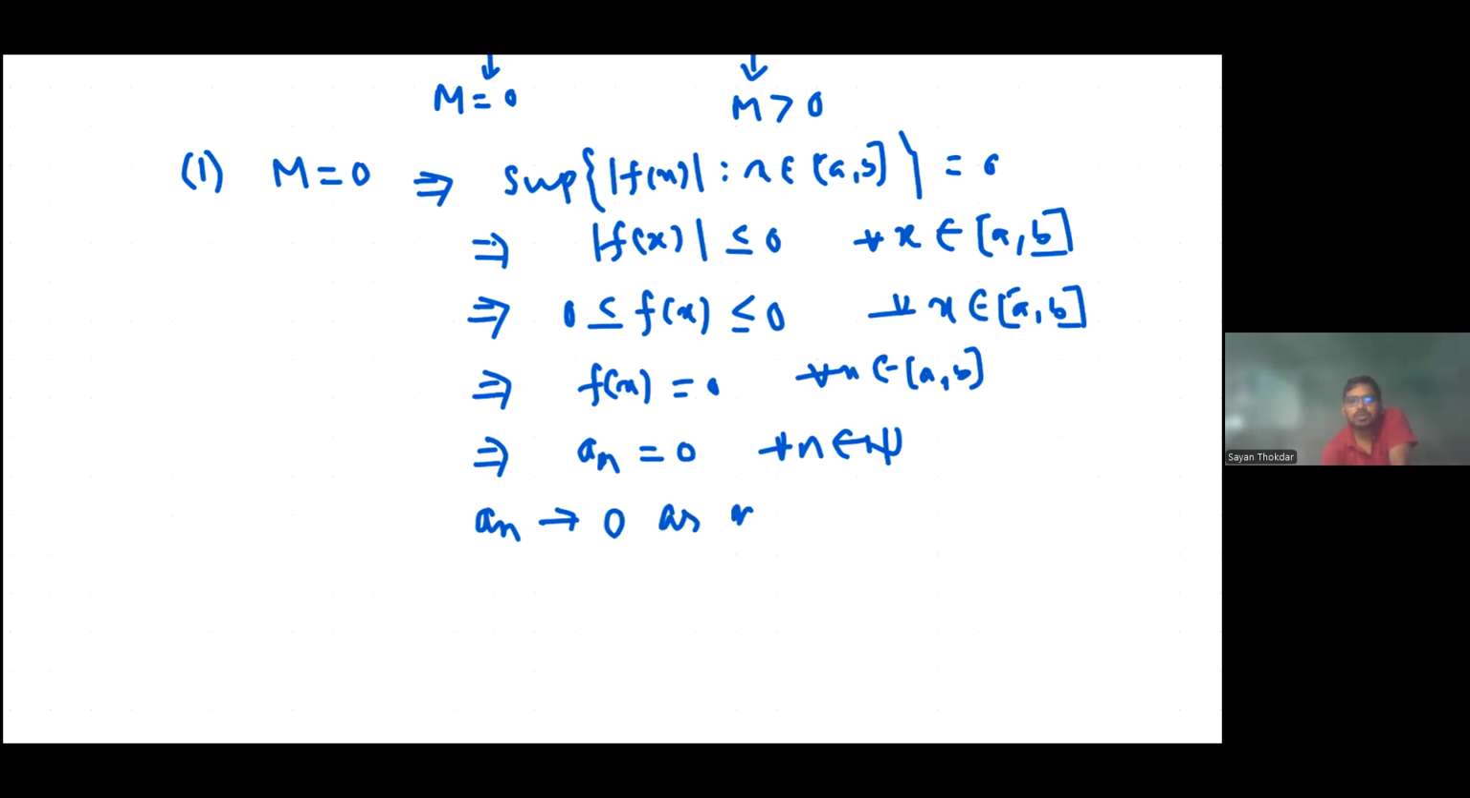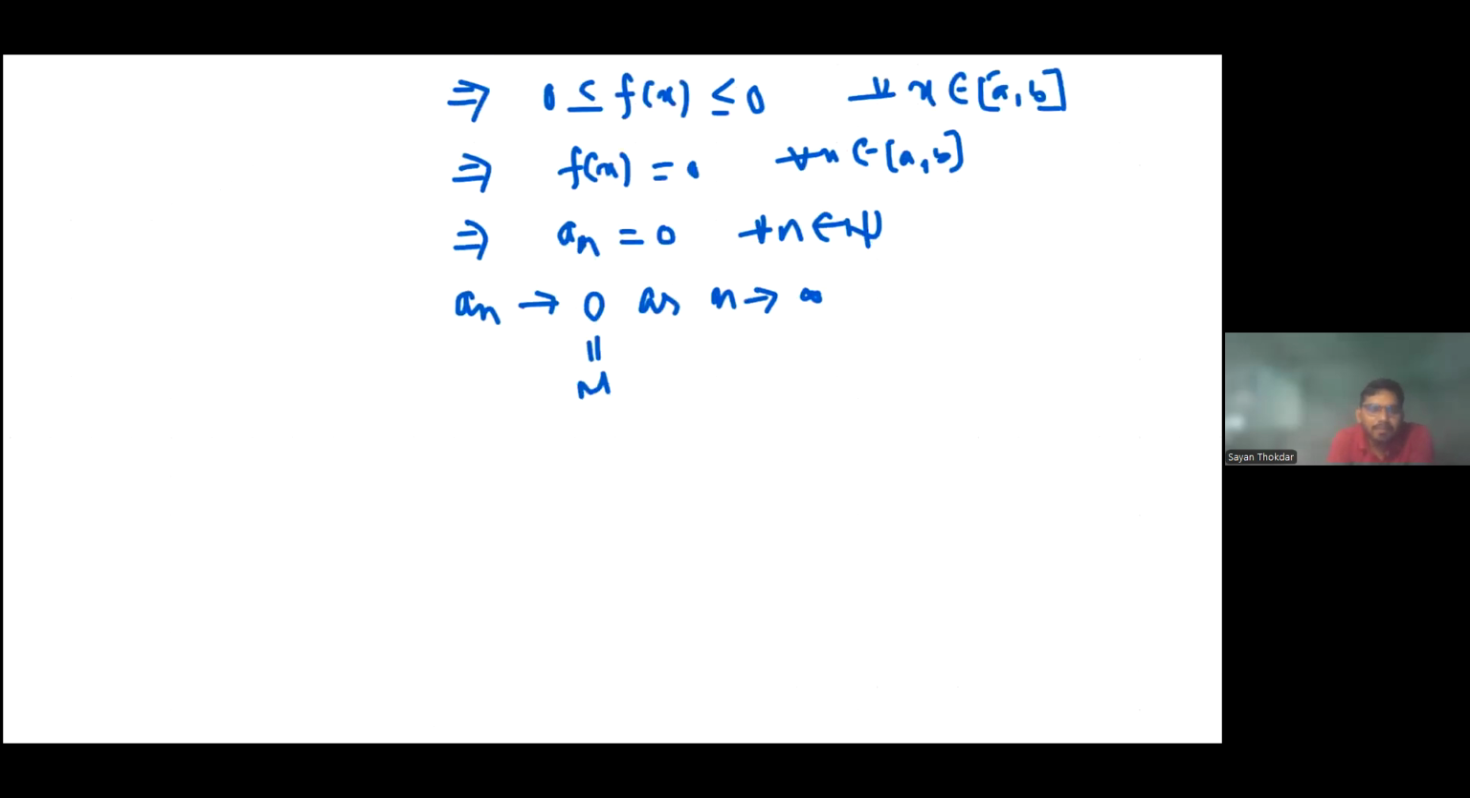And 0 is the supremum, that is the M. So in this case, I_n is convergent and its limit is the supremum of f of x. But since it is a non-negative function, we don't need to take the modulus here. Okay, clear? Now the question is what will happen for M greater than 0?